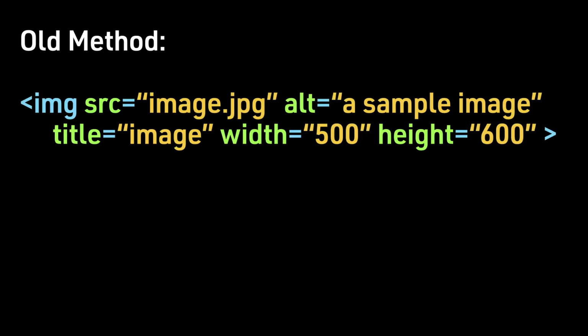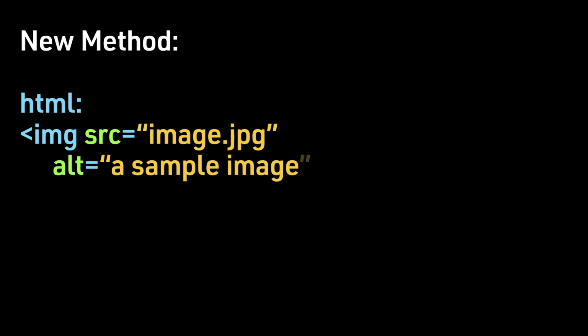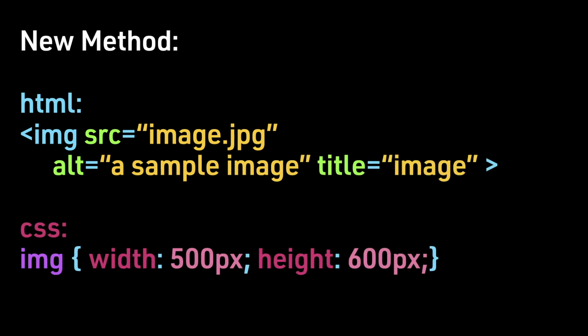Old method. Image. Source equals image.jpg, alt equals a sample image, title equals image, width equals 500, height equals 600. You may also see the addition of height and width attributes used with the image element. Usually the size is noted in pixels. This is an older way of writing HTML, and the preferred method is to adjust these attributes in the CSS or cascading style sheets rather than adjust the height and width of an image using HTML. As we start to discuss CSS more, you will start to understand why.